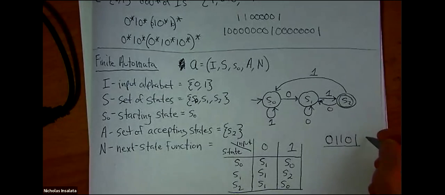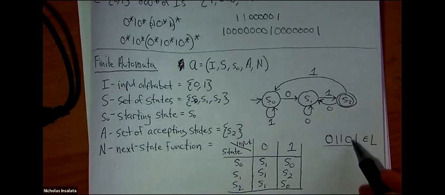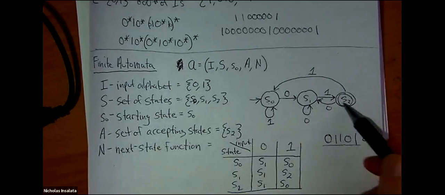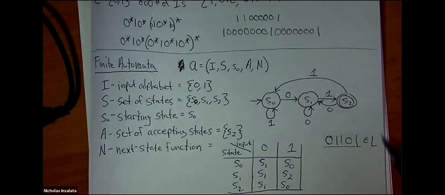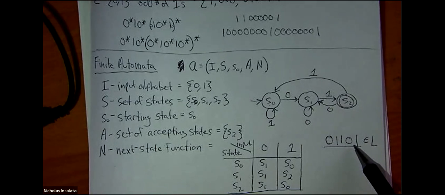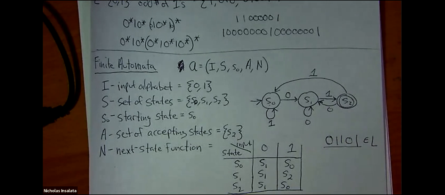This string is an element of the language because after you're done traveling around the automaton, you end up in an accepting state. An accepting state means the string that you were traveling with, that dictated the route of your travel, lands you in an accepting state. That means your string is in the language. Okay, so let's do another example.